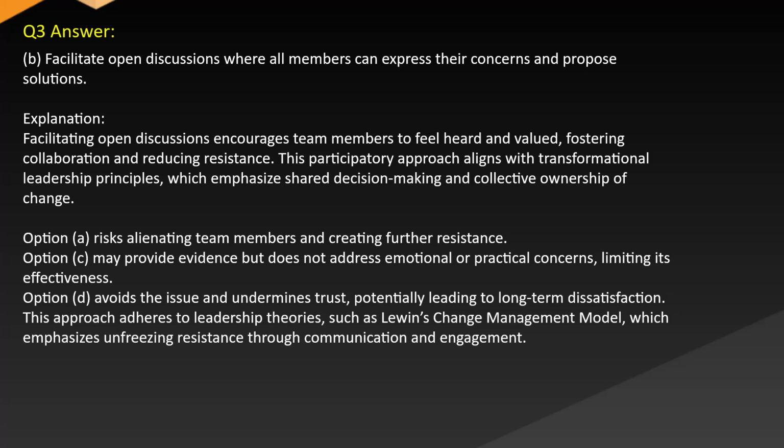Option A risks alienating team members and creating further resistance. Option C may provide evidence but does not address emotional or practical concerns, limiting its effectiveness. Option D avoids the issue and undermines trust, potentially leading to long-term dissatisfaction. This approach adheres to leadership theories, such as Lewin's change management model, which emphasizes unfreezing resistance through communication and engagement.